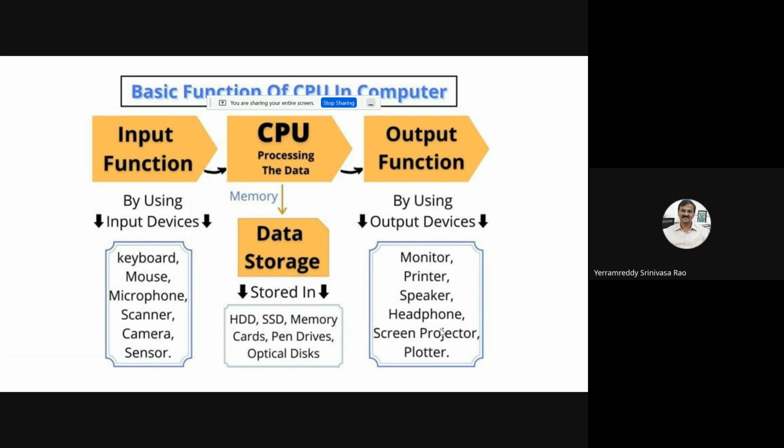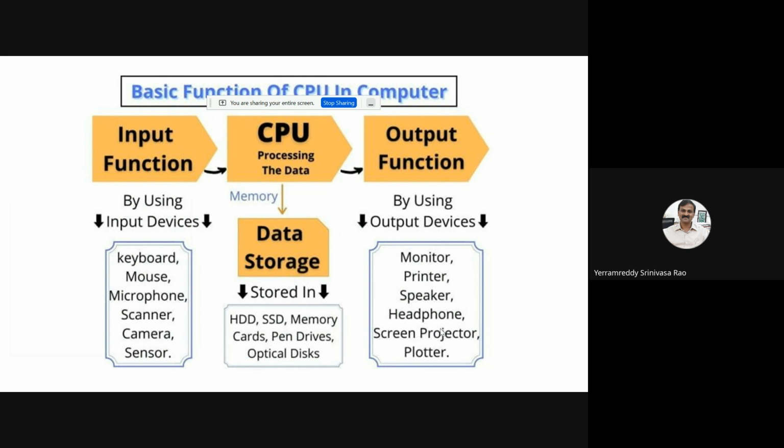What is a program? Program means a set of instructions. What is an instruction? Instruction is a command. What does the command do? The behavior of the CPU changes, right? For example, if you give one command, it will behave one way. If you give a second command, it will behave differently. Let's say you have given a command print, then it will print. When you say scan, then it will read. So everything is a command. Command means instruction.